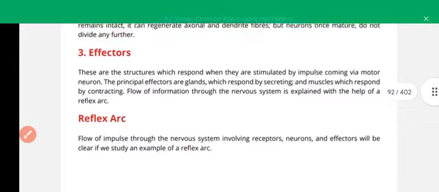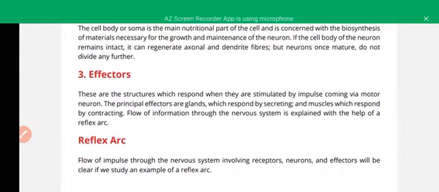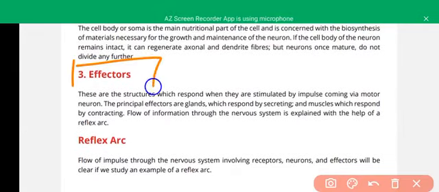Then there are effectors. These are the substances. These are the components. Third component. We have studied about receptors.